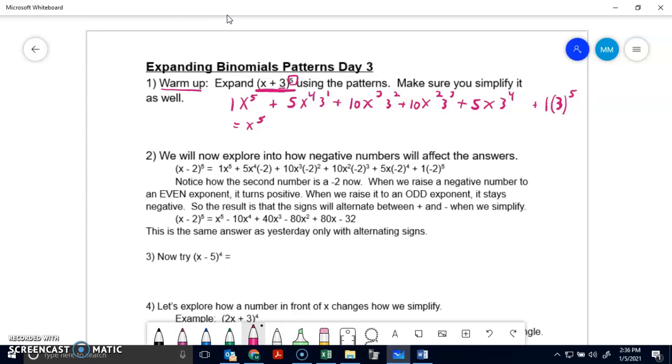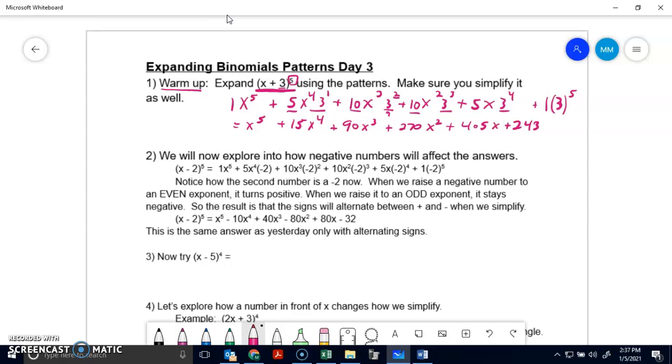I have an x to the 5th. 5 times 3 makes 15. X to the 4th. 10 times 3 squared. 3 squared is 9. So 10 times 9 is 90x to the 3rd. Plus 3 to the 3rd is 27 times 10 is 270x squared. 3 to the 4th is 81. 81 times 5 would be 405x. Plus 3 to the 5th, which is 243, and that would be the final answer.